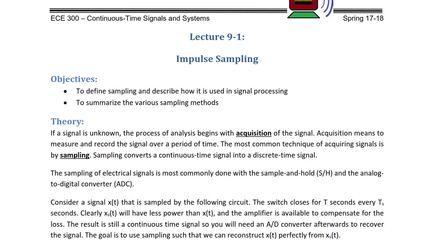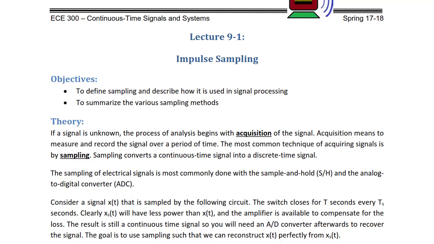Hello and welcome back. Lecture 9-1, Impulse Sampling. Objectives: to define sampling and describe how it is used in signal processing, to summarize the various sampling methods and give a detailed process for solving problems using impulse sampling.